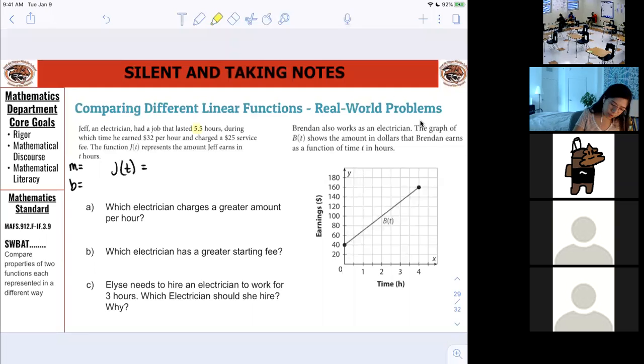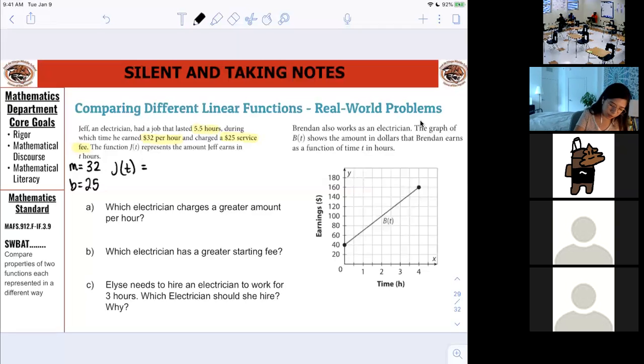Reading carefully, there are a few different numbers here. Which of those is going to be my slope? 32. Which one is my y-intercept? 25. Good. In this case, the initial value or the starting amount is the service fee. That's very similar to the previous problem where it had a registration fee. A service fee is like you have to pay that first and then you pay whatever the rate is. Okay, so now I can write my equation.